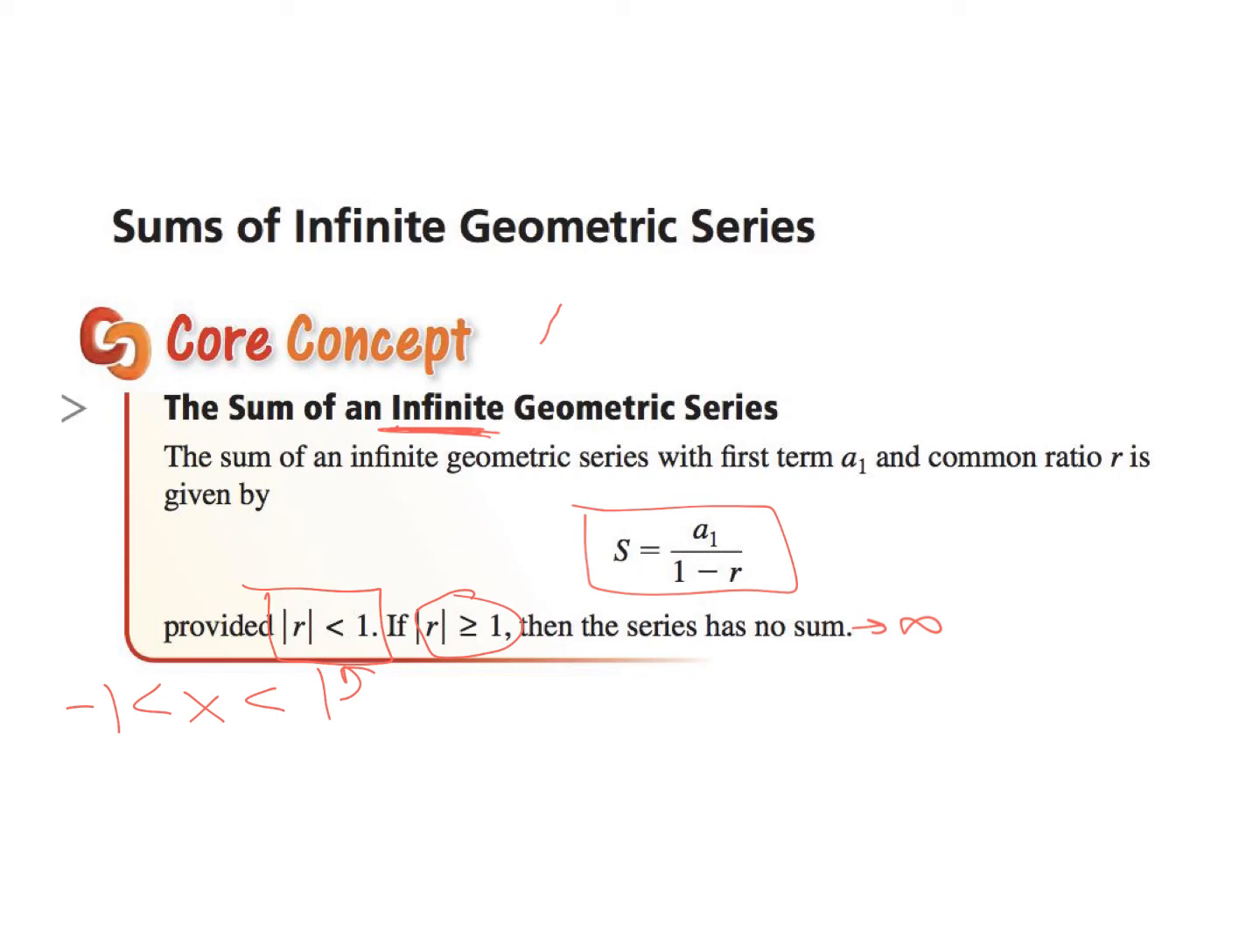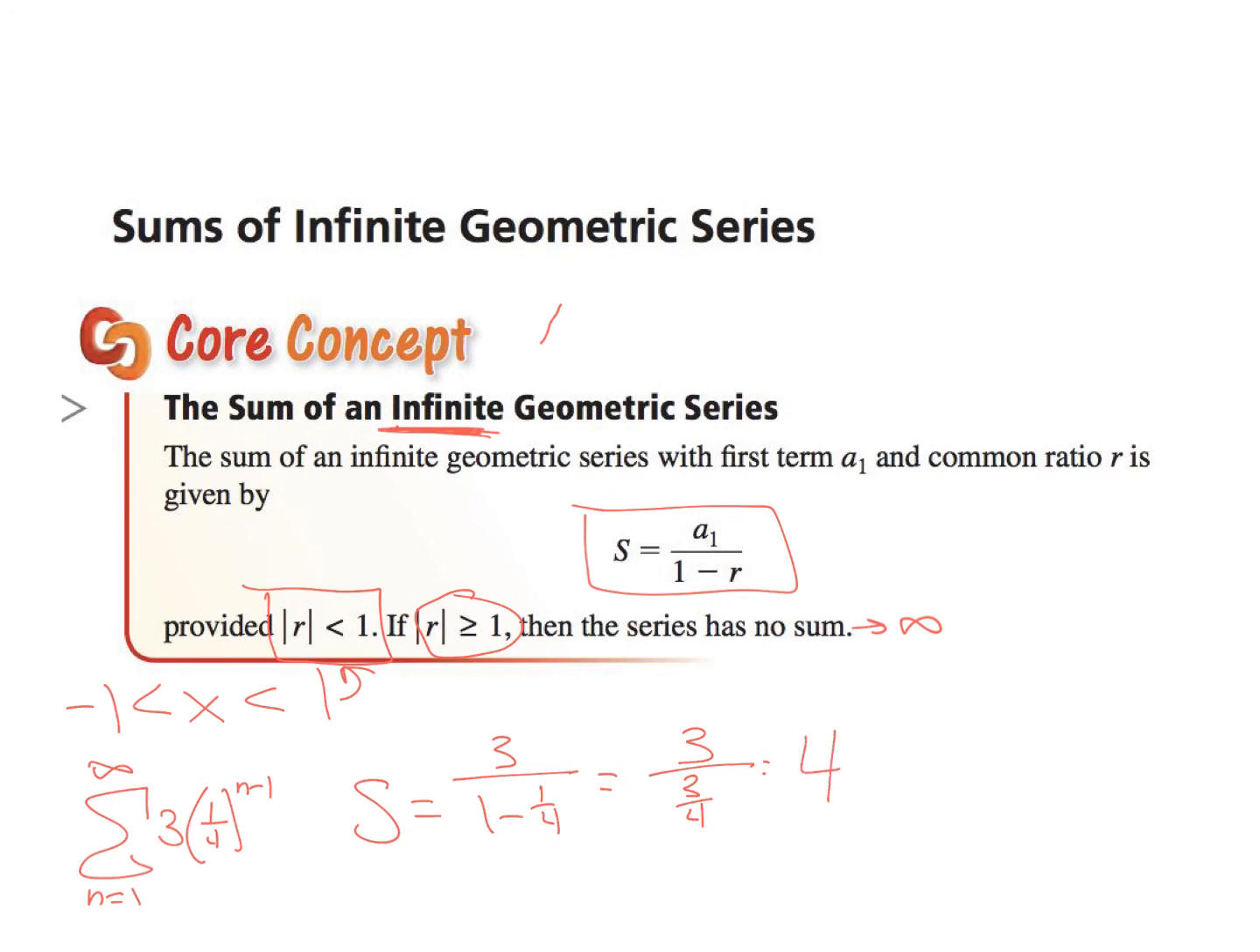So if I had the sum from 1 to infinity of 3 times 1/4 to the n minus 1, that's 1/4, and that right there is that rate that is less than 1. So you're going to use this formula of s equals a of 1 over 1 minus r, which is 3 over 1 minus 1/4, and that is 3 over 3/4, and you get 12 over 3.